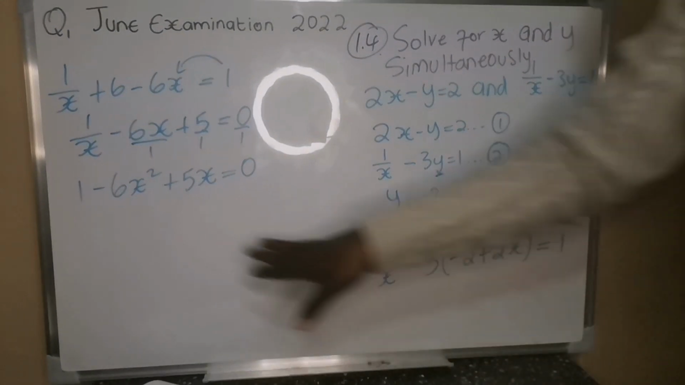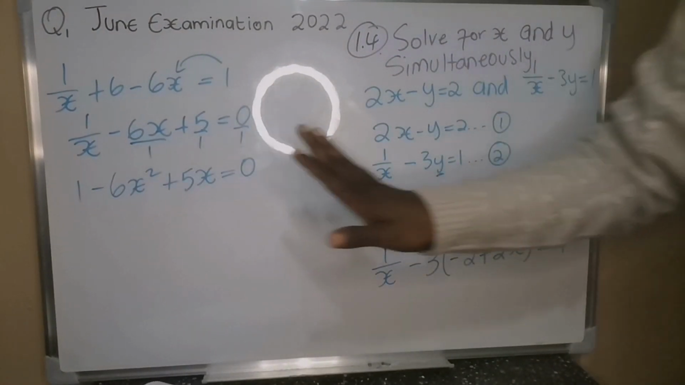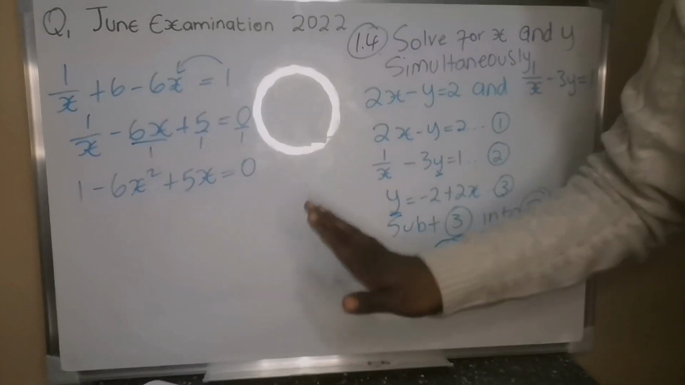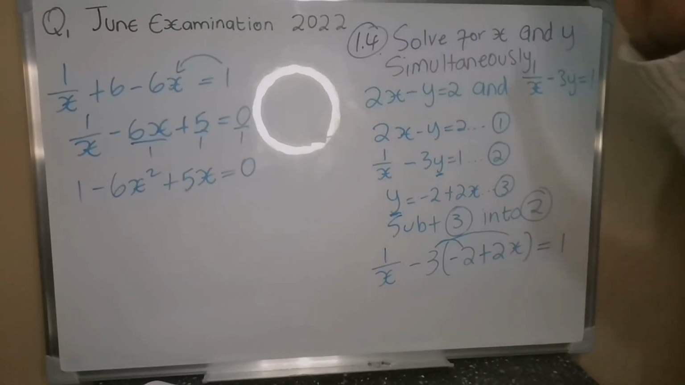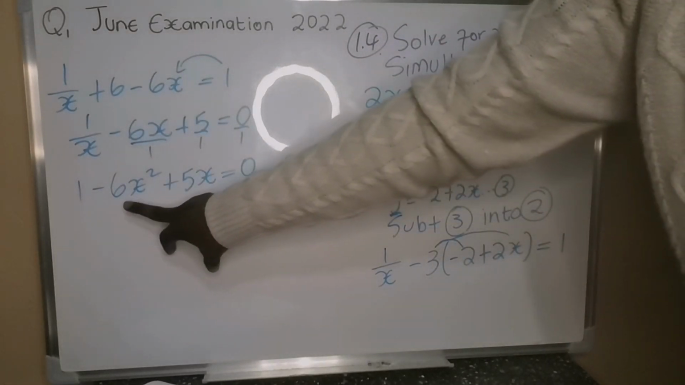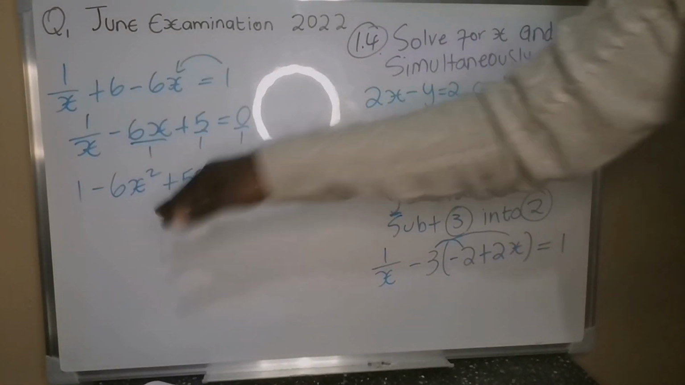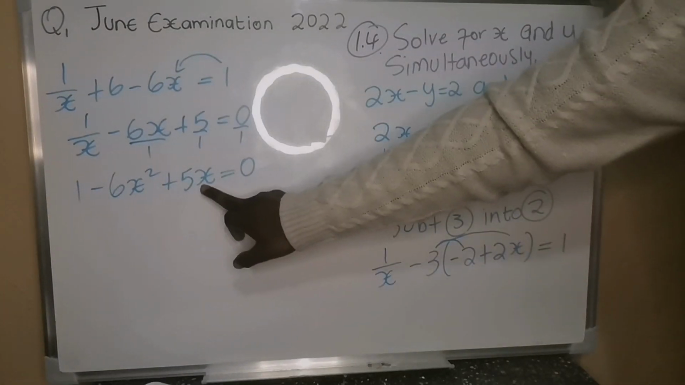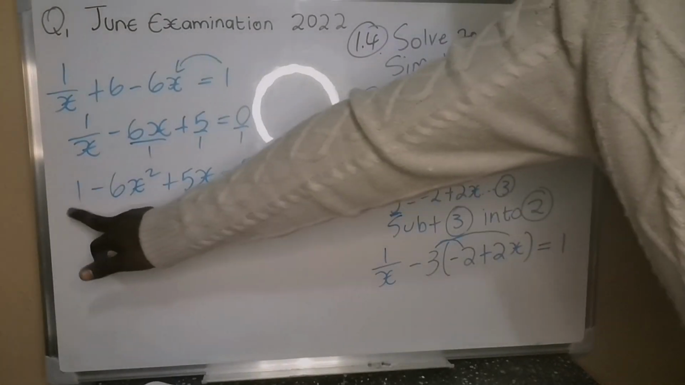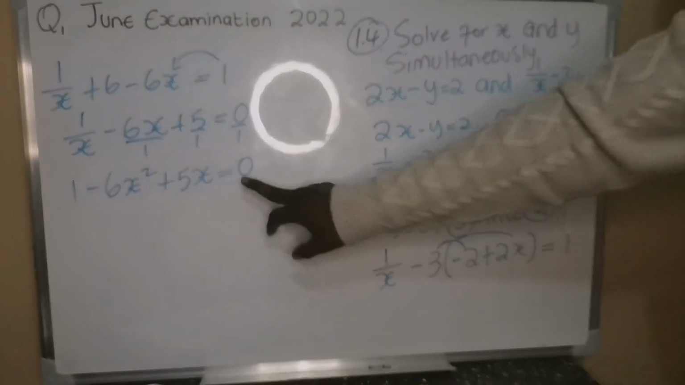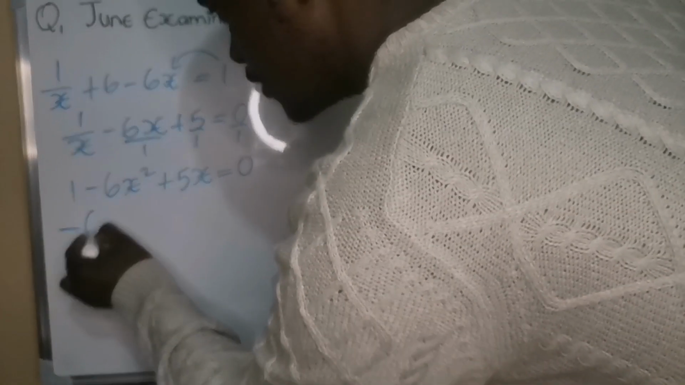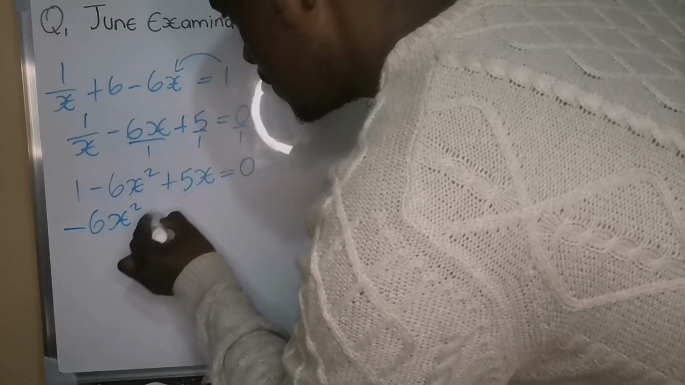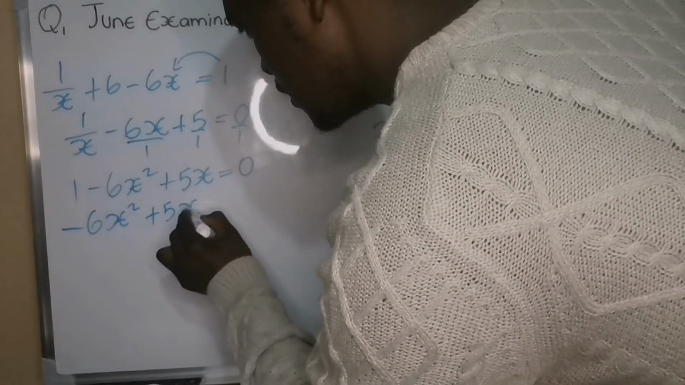Now I can see that I have a quadratic equation, but for now I need to arrange it in a proper order, having 6x squared as my starting term, 5x as my middle term, and positive 1 as my last term, with 0 on the other side. That's how it's going to look: negative 6x squared plus 5x plus 1 equals 0.